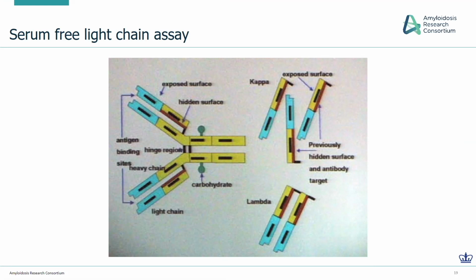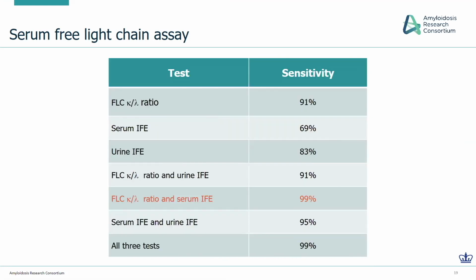So a pretty revolutionary test. As shown in this diagram here, you do not want to be ordering a serum protein electrophoresis, but rather you want to order serum immunofixation. And when coupled with a kappa lambda free light chain ratio, the two serum tests have a 99% sensitivity for identifying the substrate for AL amyloid.